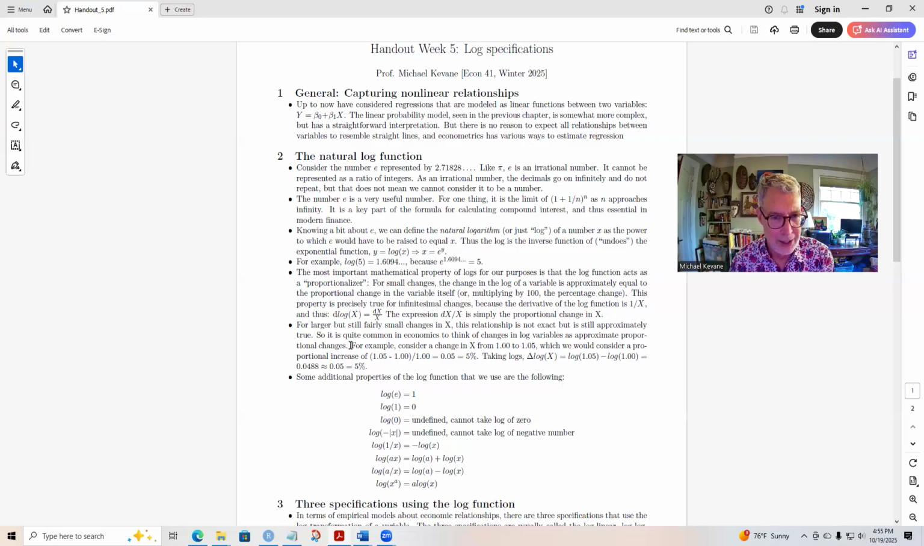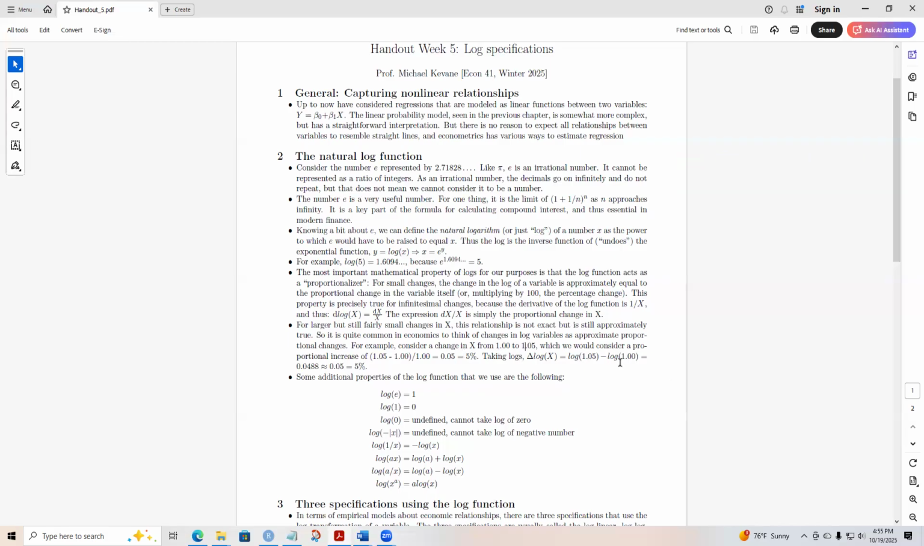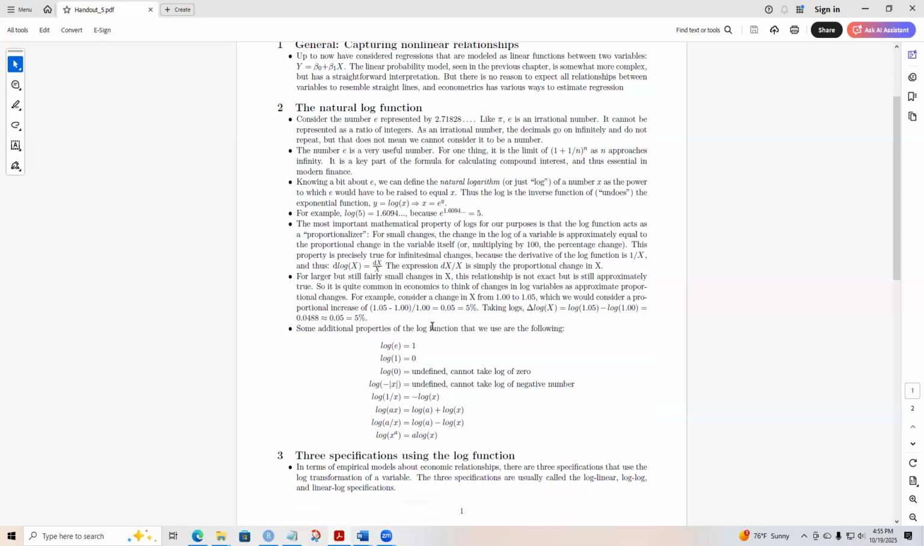So here in the handout, for example, you can go into R and do this. What's the percent change when we go from 100 to 105? That's a 5% change. We could take the log of 105 and the log of 100 and calculate the difference in those two. Go in R and calculate that. We'll get 0.04888, which is very close to 0.05. So that's the log function.